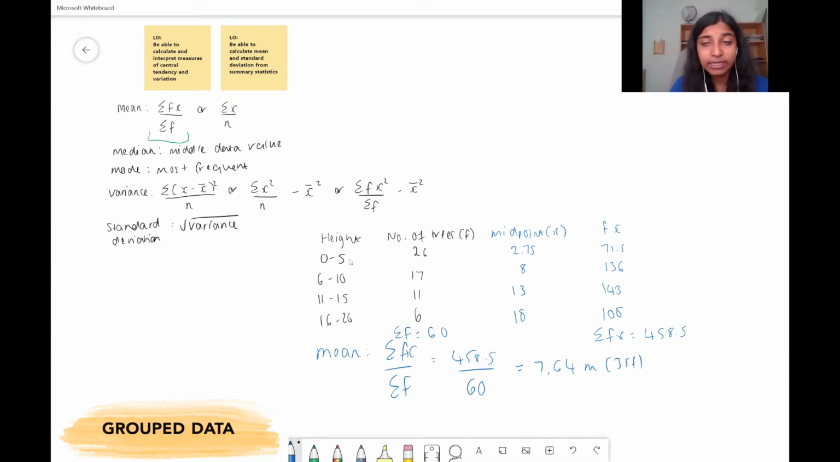So when your intervals are like from 0 to 5, rather than just having 2, 3, 4, and so on, you just want to find your midpoint, which is x, and multiply that by your frequency, sum up your whole fx column, sum up your whole f frequency column, and just do the sum of fx over the sum of f.